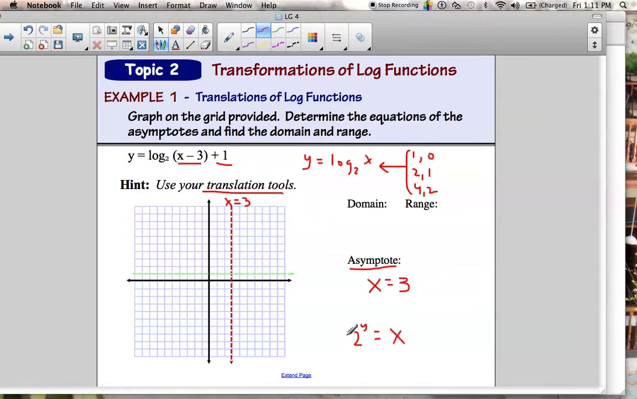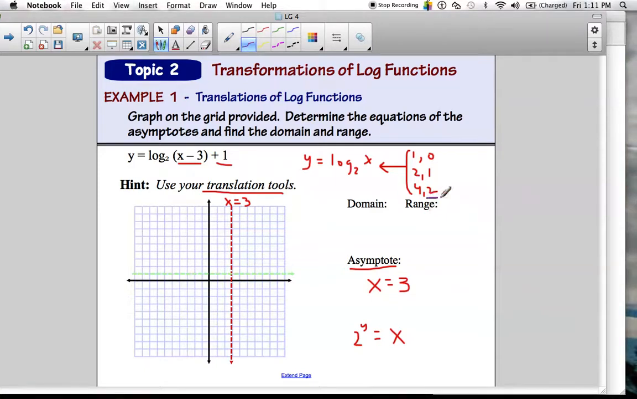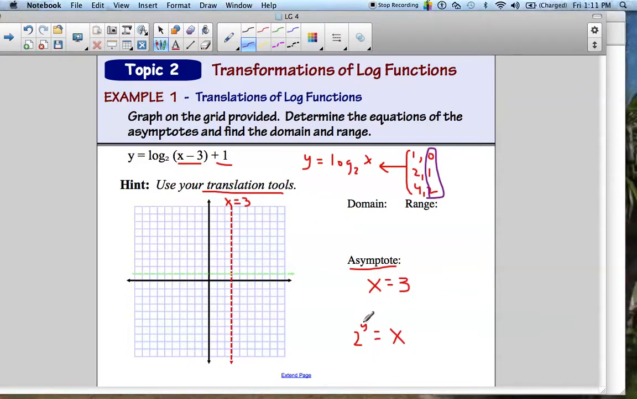Okay. Now remember, I am going to use these for my input, the y values. So what I've just basically done is I took 0, I put it in there, I got my 1, I put 1 in there, I got a 2, I put a 2 in there, and I got a 4. That's all I did. Nothing magical there. It's pretty straightforward. Okay, now let's graph.